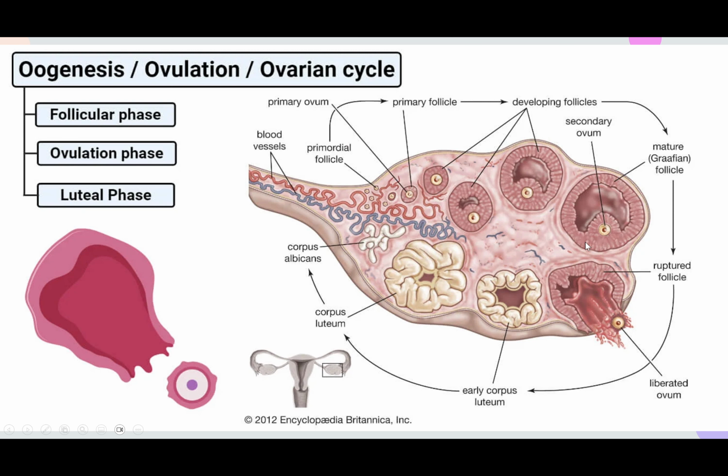A mature follicle, a Graafian follicle with a secondary oocyte now embedded in it. Now, what is going to happen? There's going to be a surge of luteinizing hormone because of the increase of estrogen that the ovary is producing, and now the ovum is going to be ejected via ovulation. The liberation of the ovum from the ruptured follicle is ovulation. The ruptured follicle now becomes an early corpus luteum and then develops fully into the corpus luteum.